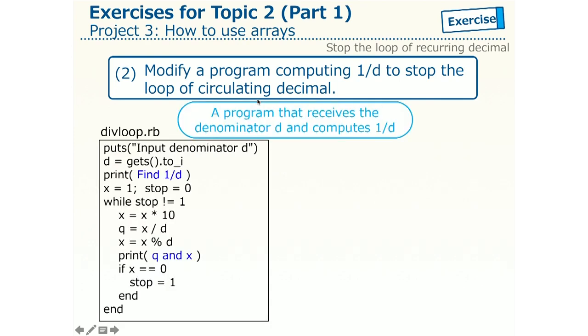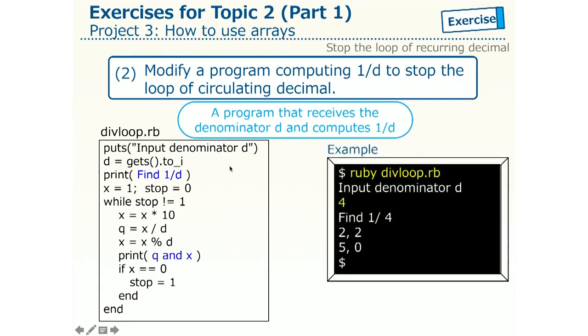Here is the original program. Let's name it divloop.rb. It runs like this. Let's see this example closely. When you run this divloop.rb, it requests for the denominator d. In this example, we enter 4. And then it will calculate 1 divided by 4.